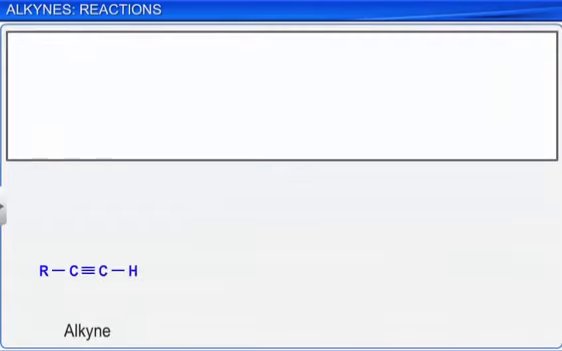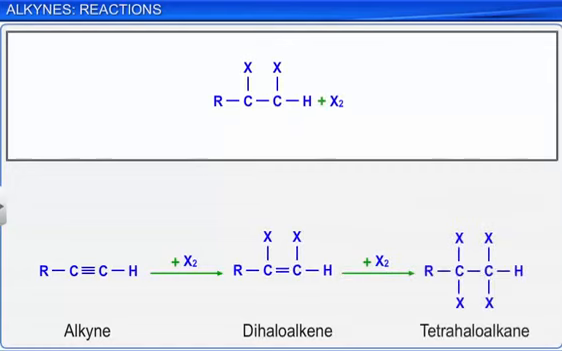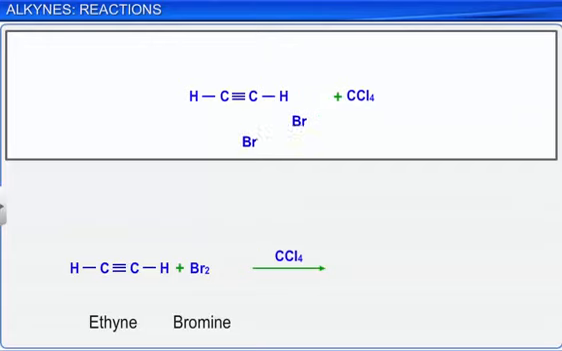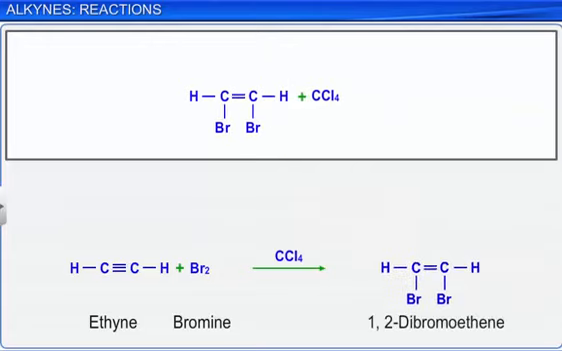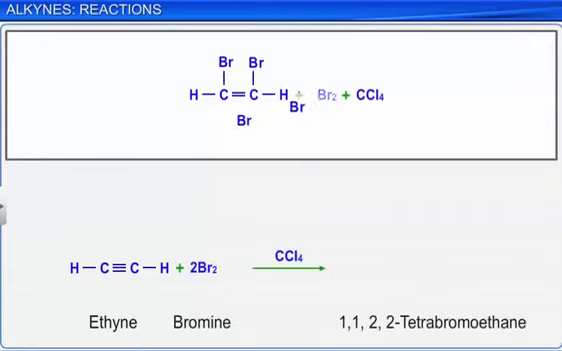Alkynes form dihaloalkene when treated with one molecule of halogen and form tetrahaloalkane when treated with two molecules of halogen. For example, when ethyne reacts with one molecule of bromine, it forms 1,2-dibromoethene. And when it reacts with two molecules of bromine, 1,1,2,2-tetrabromoethane is formed.